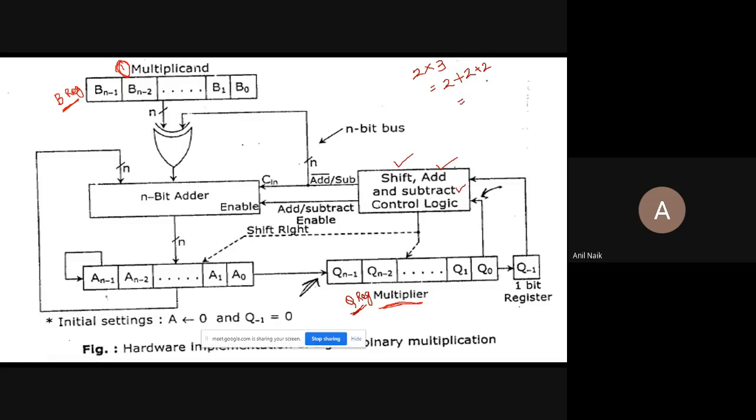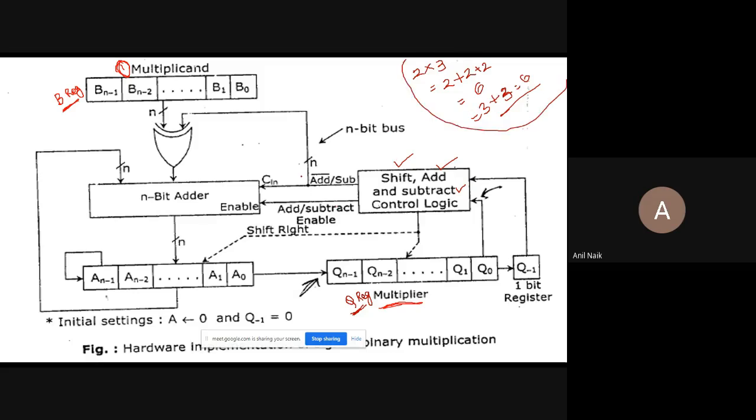So the result is 6. So 3 into 2 is 6. The addition method: perform the addition of 3 two times. So that is 6. So this is the normal method, the addition method.